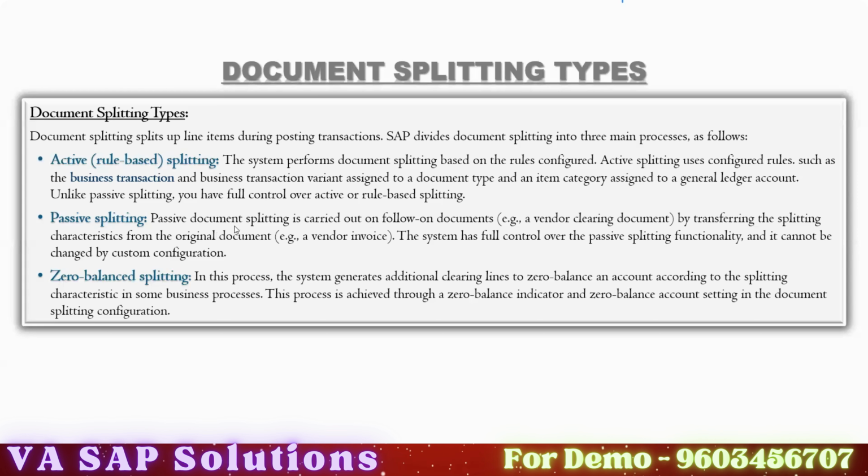So passive document splitting is carried out on follow-on documents. Whatever documents were created based on active splitting, while clearing them, the passive splitting is automatically applied.